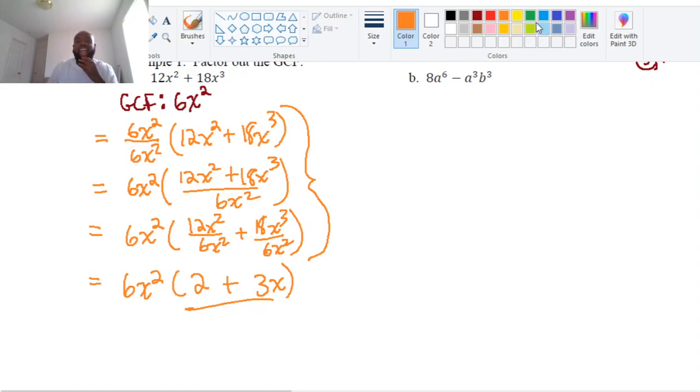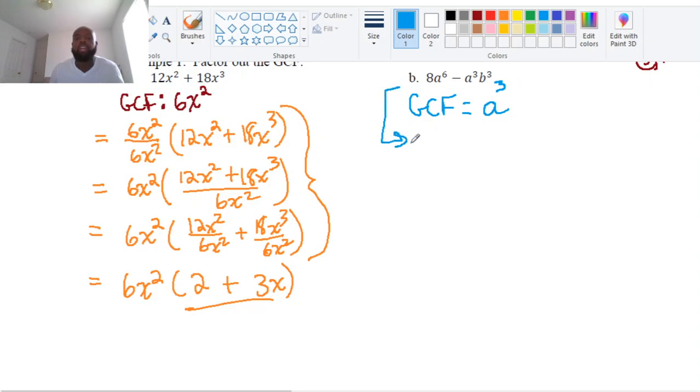Here I have 8a to the 6th minus a cubed b cubed. All right. Let's first find our GCF, and once we find our GCF, we'll factor that out. Now, this has a number 8. This has a number 1. We normally don't want to factor out a 1. It doesn't change anything or simplify our polynomial any. And so what we're going to do is look at our variable expressions. They both have an a to a power. Your GCF always takes the lower power, so I get a cubed. So my GCF here is a cubed.